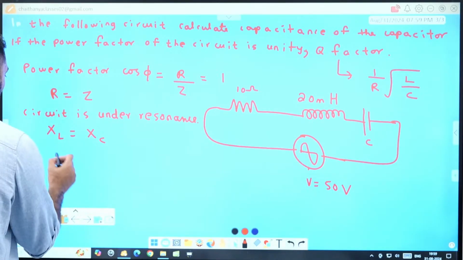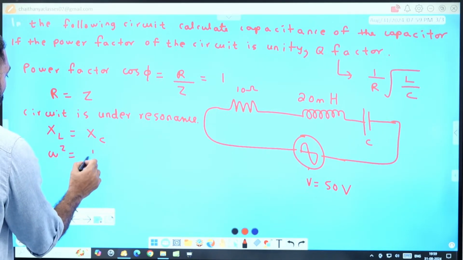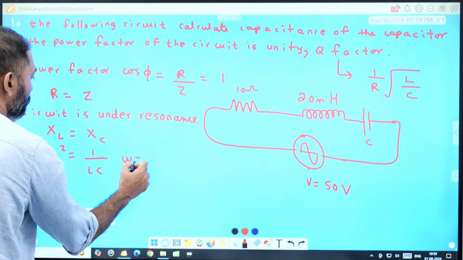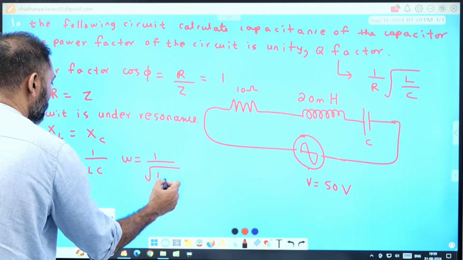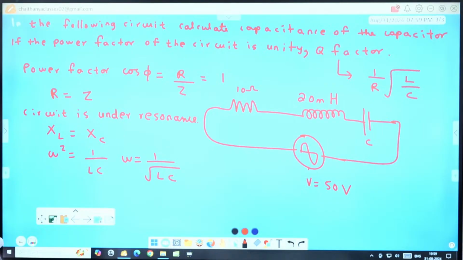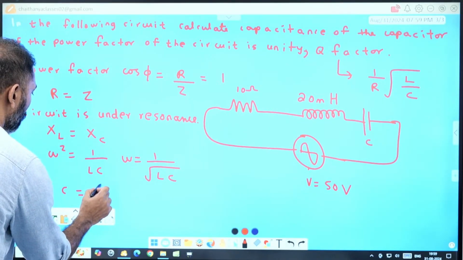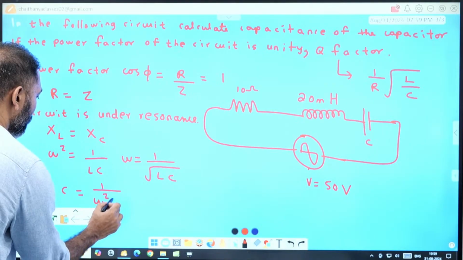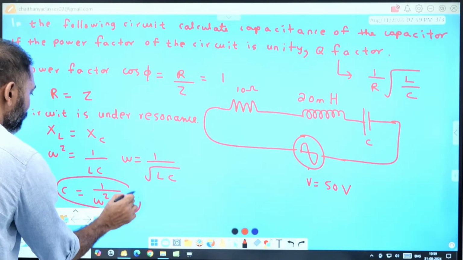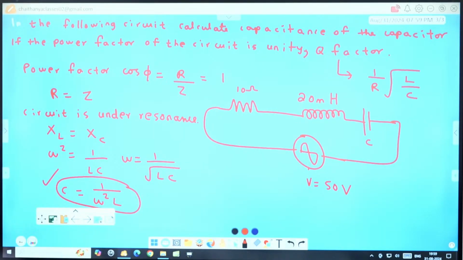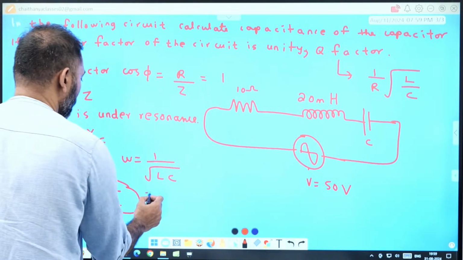So omega square equal to 1 by LC. Omega is equal to 1 by root LC. So what is C? C we have to find out: 1 by omega square L. See, we have to concentrate on this formula for capacitance. C is equal to 1 by omega square L.